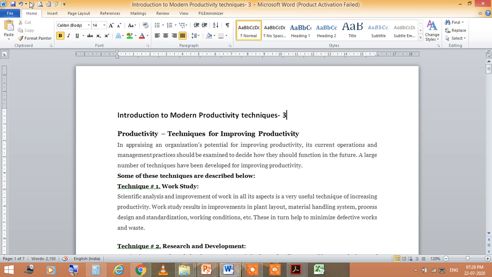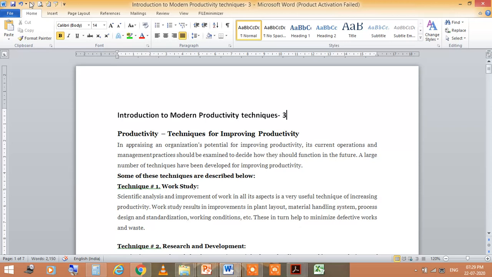In this work study, scientific analysis and improvement of work in all its aspects is a very useful technique of increasing productivity. Work study results in improvements in plant layout, material handling system, process design and standardization, working condition, etc. So these in turn help to minimize defective works and waste.